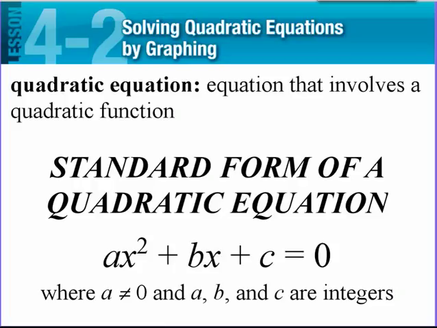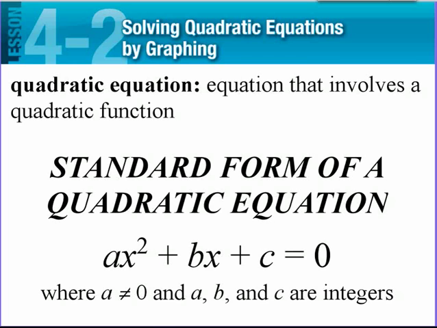Okay, and so the standard form of a quadratic equation is ax squared plus bx plus c equals 0. Now notice here a cannot equal 0, because if it did, you wouldn't have an x squared term. Okay, a, b, and c are all integers. Integers meaning no what? Fractions. No fractions. So a, b, and c can't be fractions if it's in standard form.